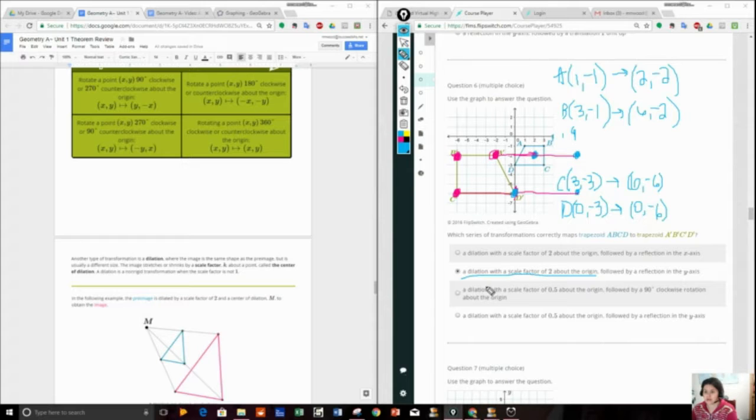transformations mapped trapezoid ABCD to trapezoid A prime, B prime, C prime, D prime.